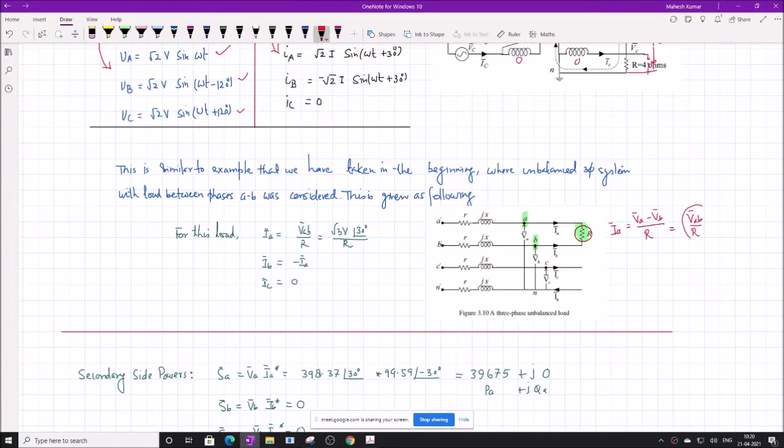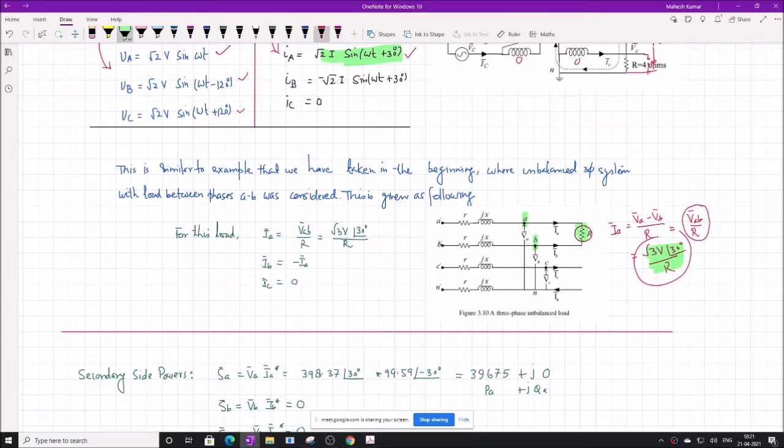And this is the same: line to line voltage by resistance. The same current appears here. You can see it here. This is nothing but root 3 V angle of 30 degrees divided by R for balanced voltage. And this is no longer different from what we have got here. Okay, this is the same as this. So this example is actually similar to what we considered in the beginning when we were discussing the three-phase, three-wire system.